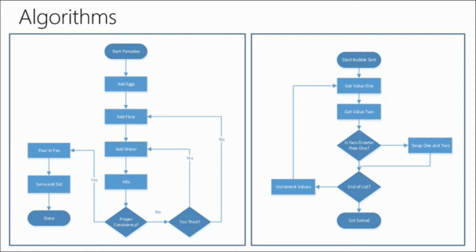Well, if it is, we swing off to the right and swap 1 and 2. Then we come down and check to see if we're at the end of the list, or the end of the array. If we are, hey, we're done, sort of. And this is where this bubble sort routine is not complete, and I'll talk about that in a second. But what about the other case? We check to see if 2 is greater than 1. If it's not, let's check to see if we're at the end of the list. If we're not at the end of the list, then we need to increment the values.